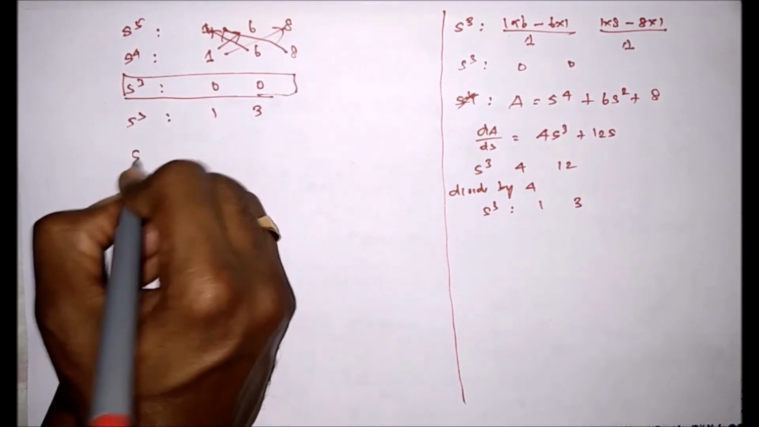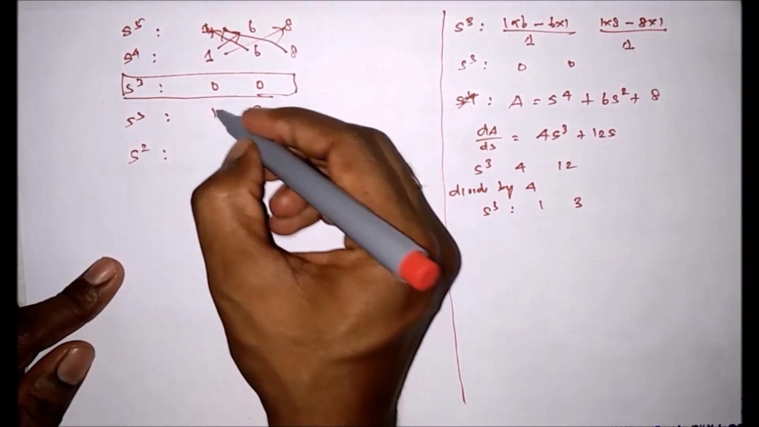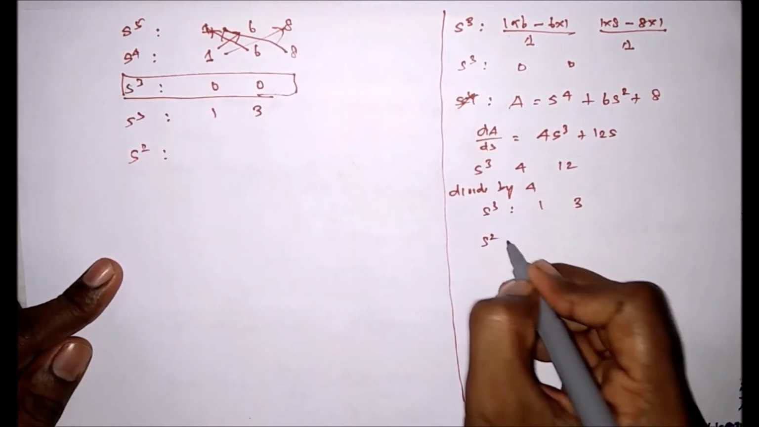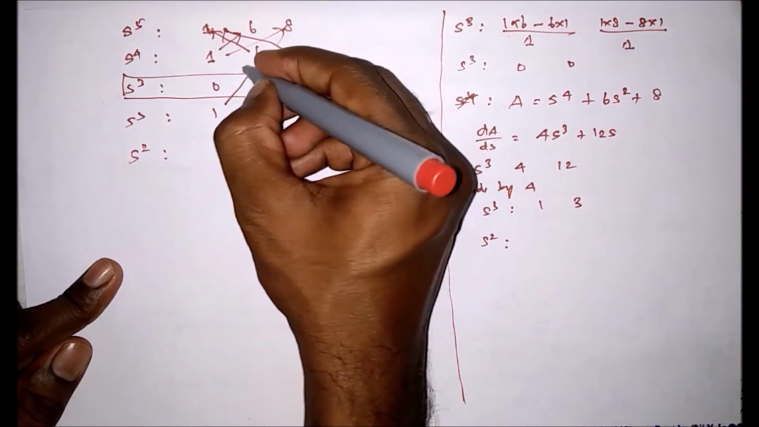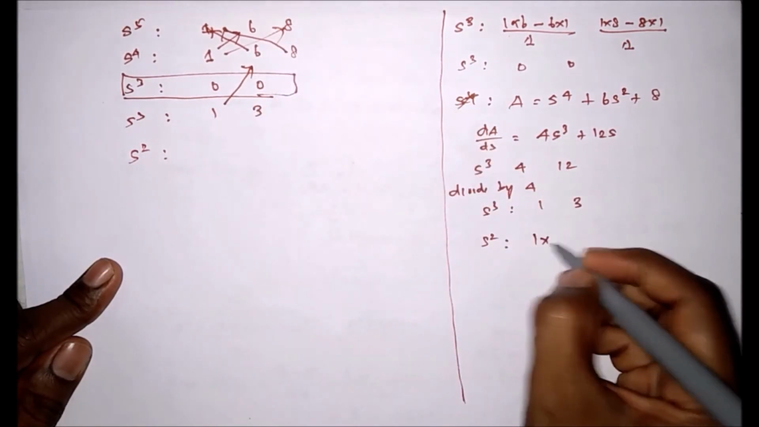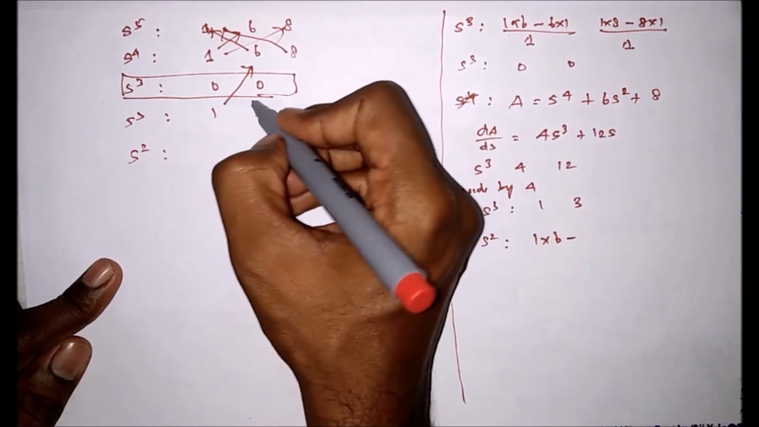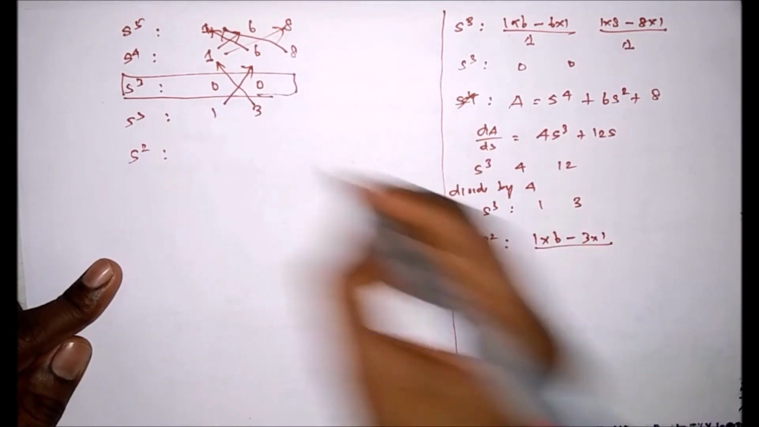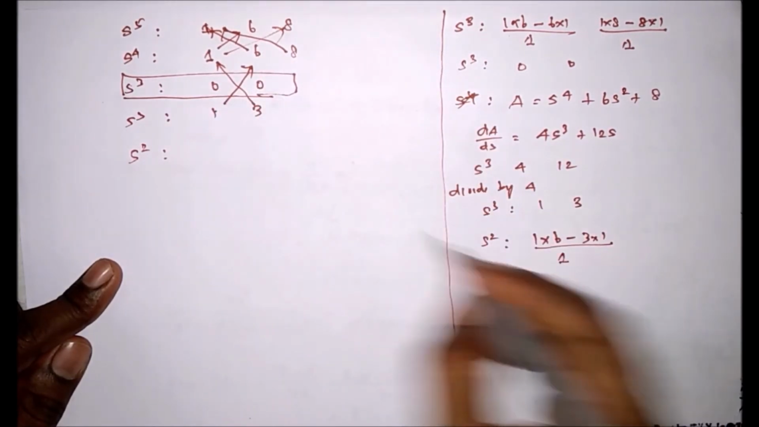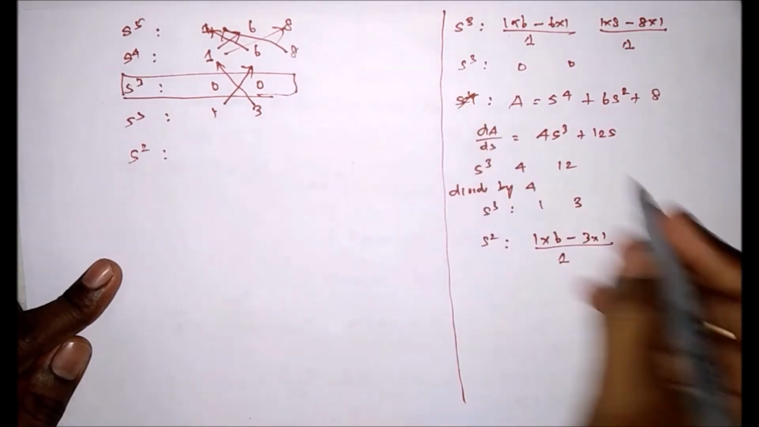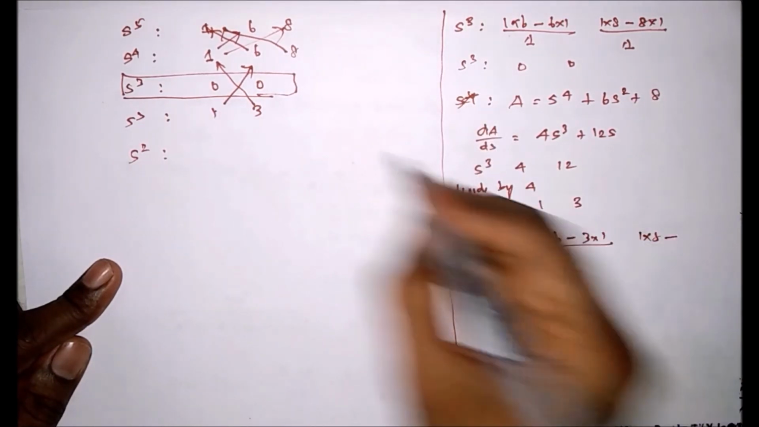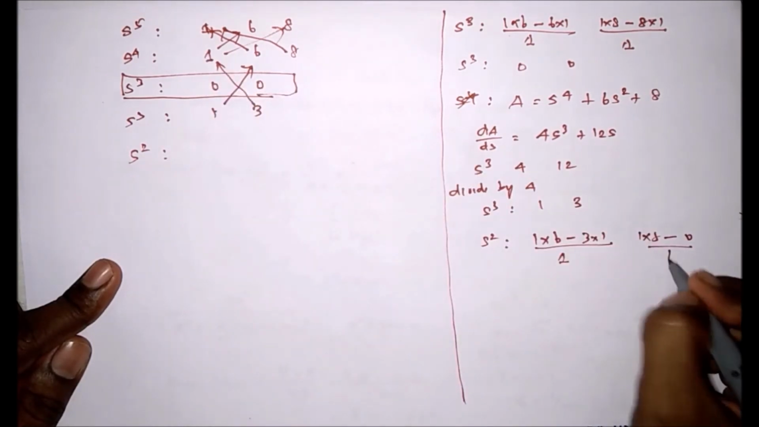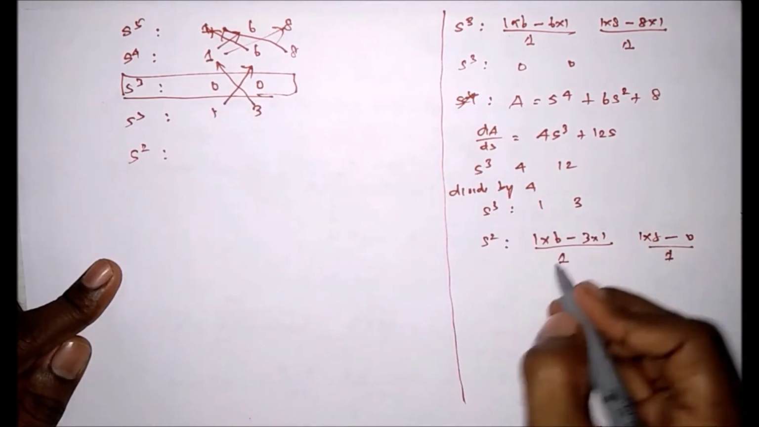So now to get the s square term, we have to take this 1 and multiply with the previous 6. So the s square term equals 1 into 6 minus 3 into 1, divided by the reference 1. Then we take this 1 and multiply with 8: 1 into 8 minus, we can consider here 0, 0 into 1 is 0, divided by the reference 1.